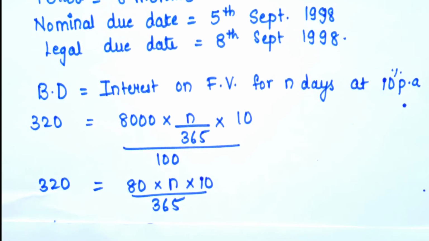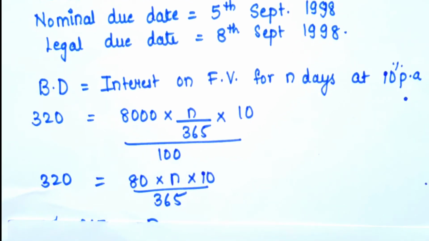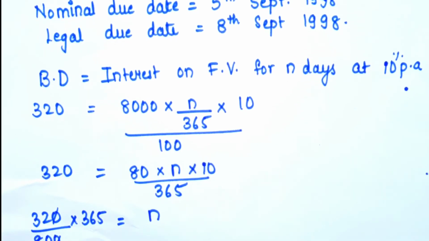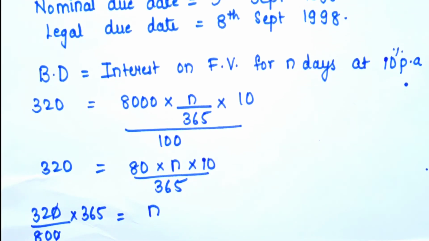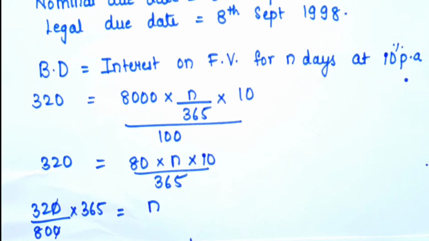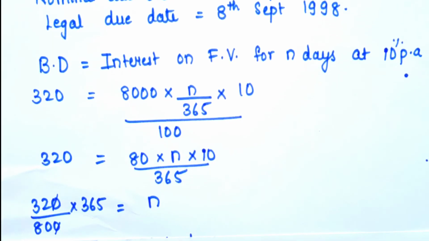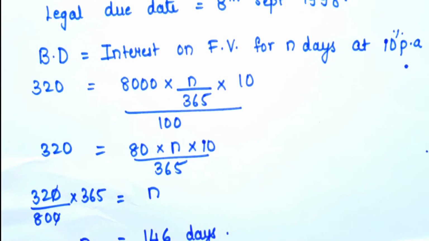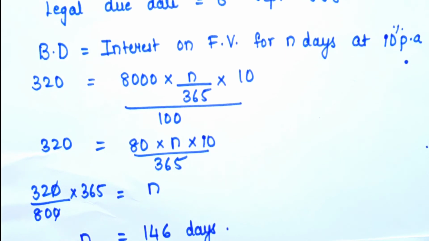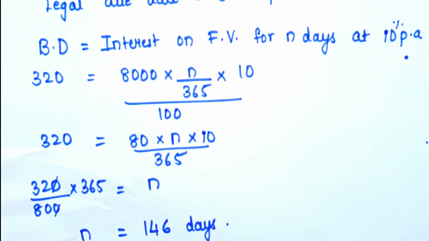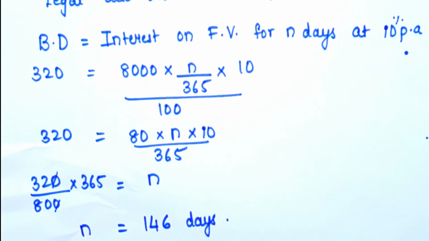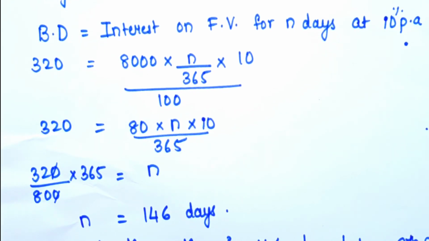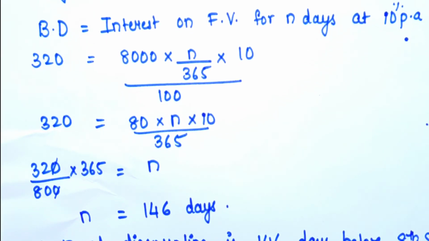So when we go further, just cross multiply, simplify things so that we get the value of n. Take the remaining terms to the left hand side to find the value of n. Once you do the cancellation, please pause the video and try to find the value of n and cross check. So the value of n I have got is 146 days. Please check. But what have they asked you? They have asked you the date of discounting. So you need to calculate 146 days before 8th September.